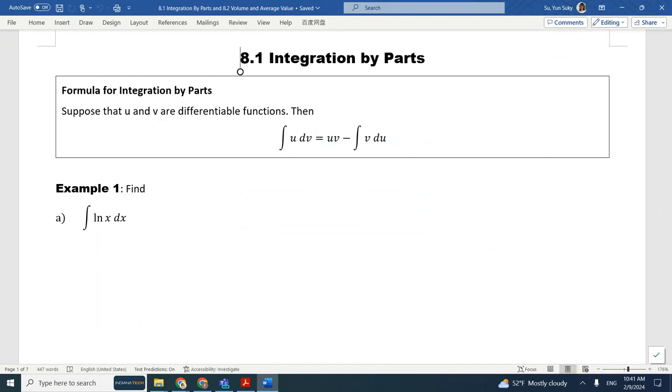So how do we get a derivative? Do you still remember the product rule for derivatives? The derivative of uv is the derivative of u times v plus u times dv dx. Right, we just flip them.